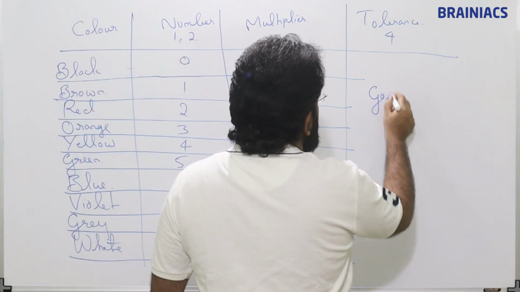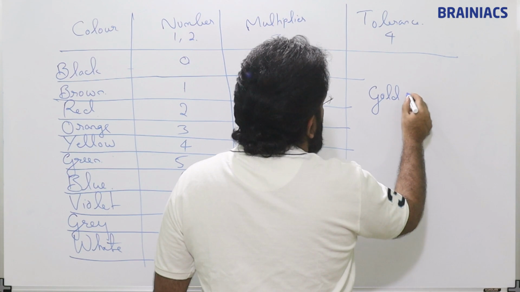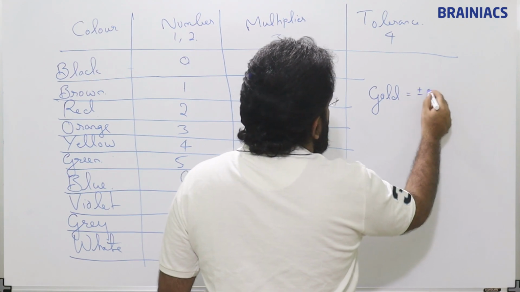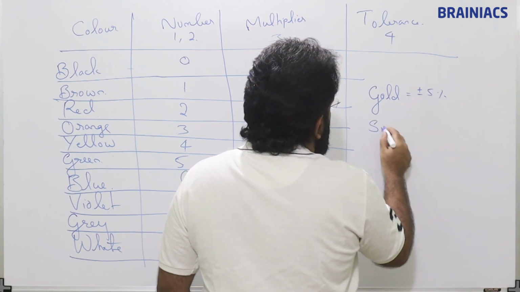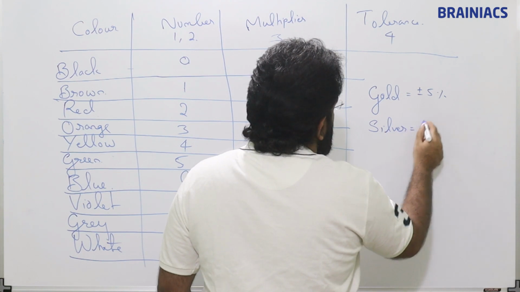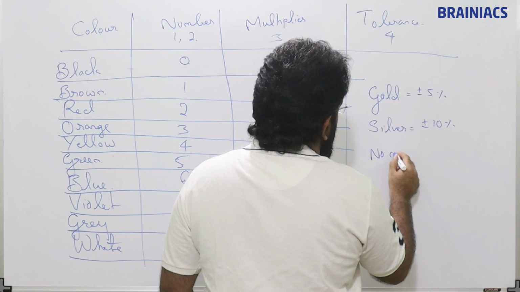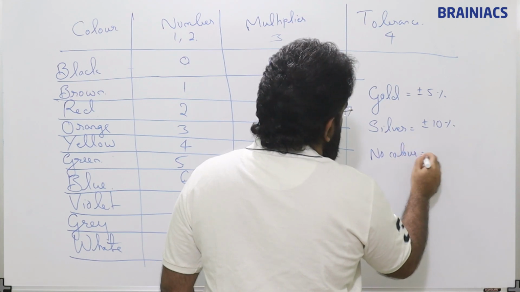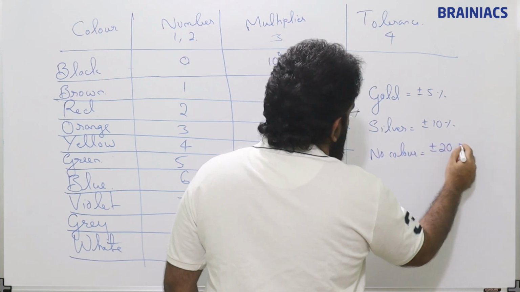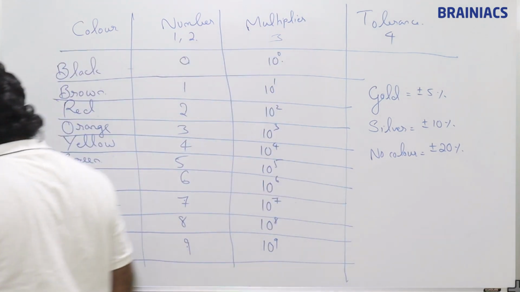Tolerance. If the fourth band is gold, then it indicates plus or minus 5%. Silver is plus or minus 10%. If no color, then this is plus or minus 20%. Okay, this is how it is.